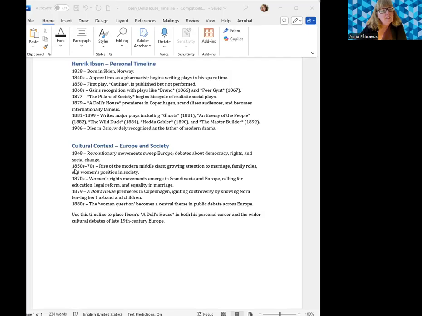Then in the 1850s to 70s, the rise of modern middle class life, growing attention to marriage, family roles, and women's position in society. They were being increasingly debated, and a lot of politics dealt with those issues. In the 1870s, women's rights movements emerge in Scandinavian Europe, calling for education, legal reform, and equality in marriage. Voting rights would not come, for the most part, until the early 1900s.